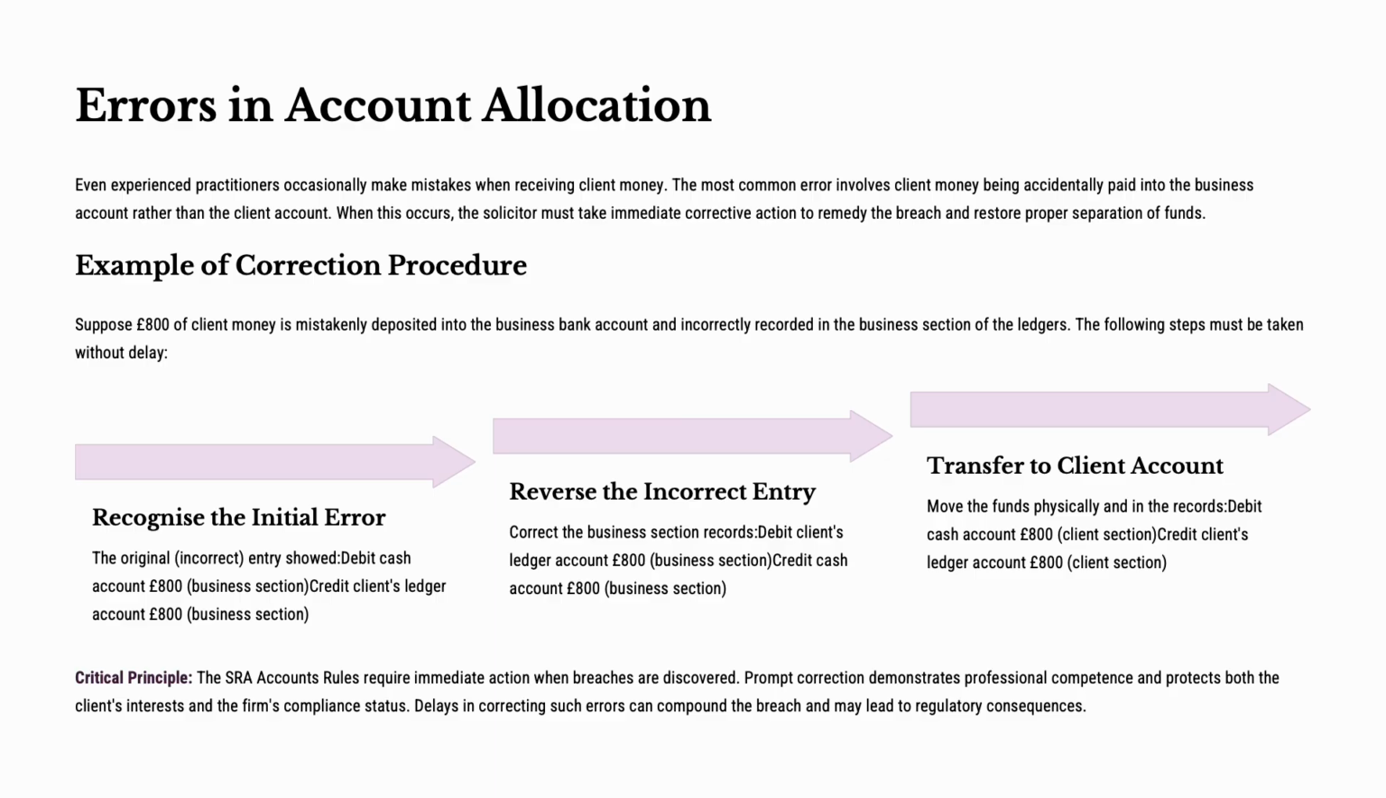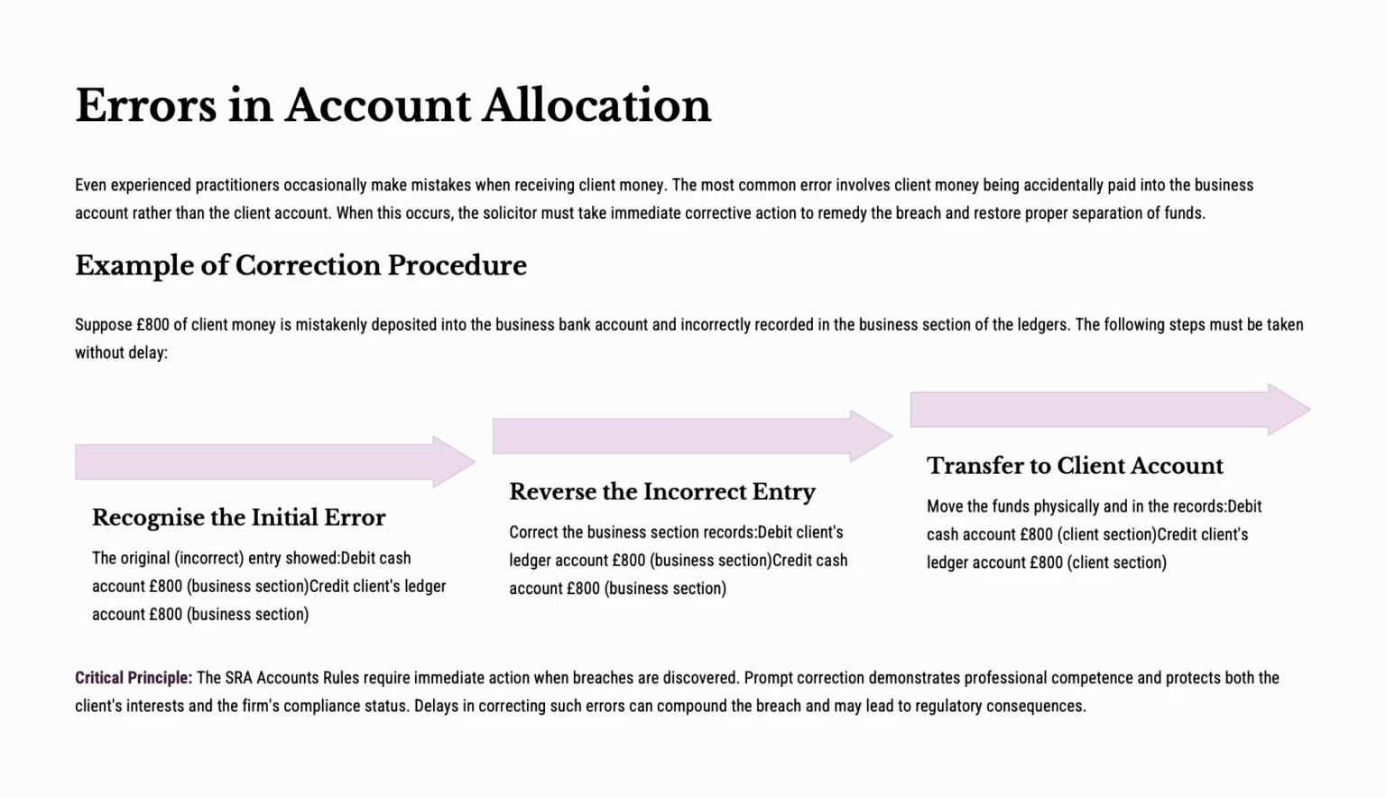Now, what we need to do, debit cash £800, business section, credit client ledger £800 in business section. Now, you need to do another entry, then transfer promptly. Debit client ledger £800, business section, credit cash £800 in business section, and debit cash £800 in client section, and credit client ledger £800 in client section. All of it will fix it. Prompt action avoids a breach, and of course it makes the client and you happy.